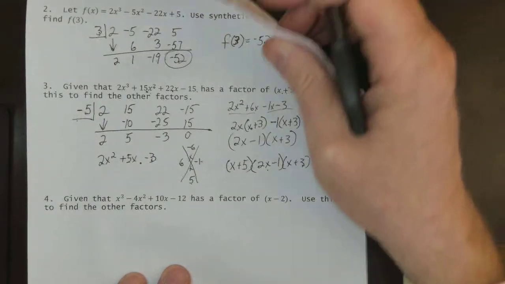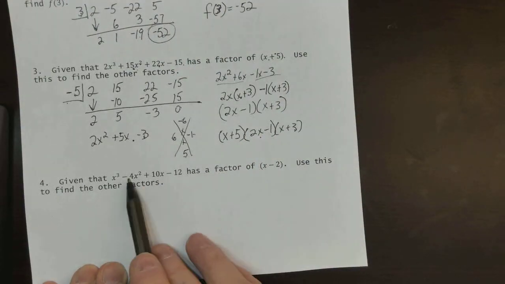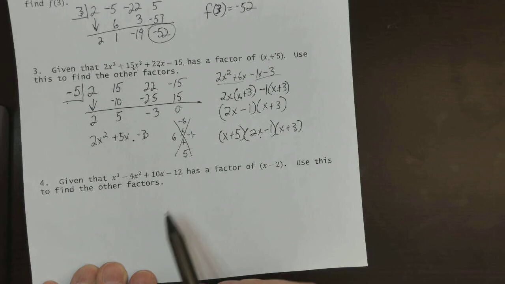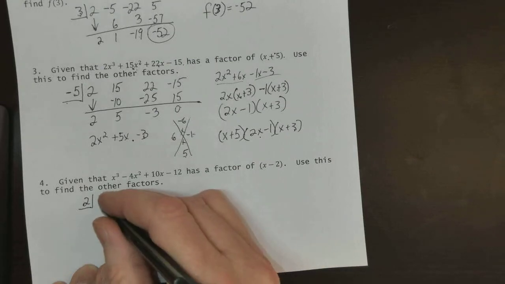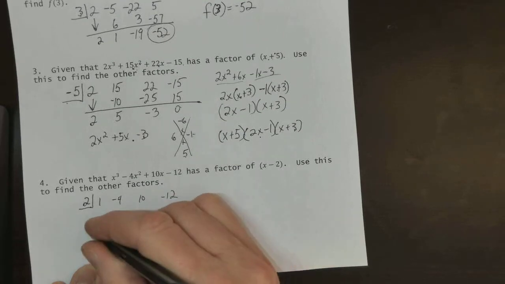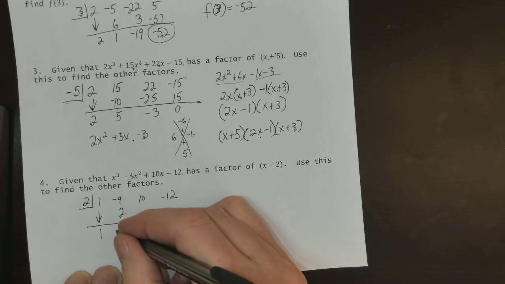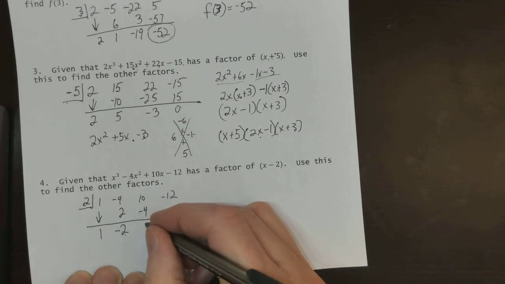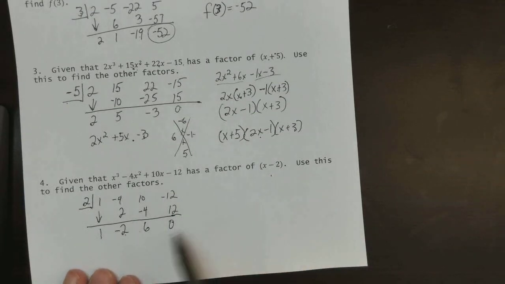All right, number 4. Given that x cubed minus 4x squared plus 10x minus 12 has a factor of x minus 2, use this to find the other factors. Okay, I'm going to put 2 here in the box. So 1, negative 4, 10, negative 12. Bring down the 1. 2 times 1 is 2. Negative 4 plus 2 is negative 2. 2 times negative 2 is negative 4. 10 and negative 4 makes 6. 2 times 6 is 12. All right, it is a factor. When we get 0, yes, it is a factor.